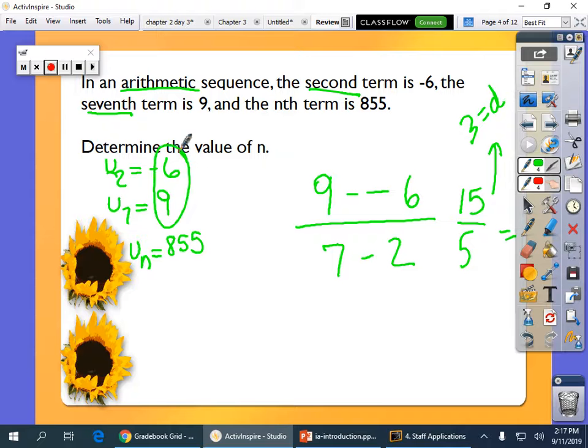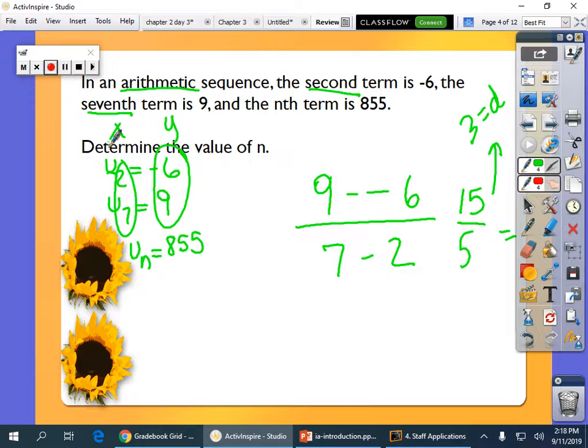Think of these as my Y's, and these are my X's. Okay? All right. So 3 is my D. Now, give me 1 second, then I'll take your question. I could plug it into that U sub n equals U sub 1 and solve it.